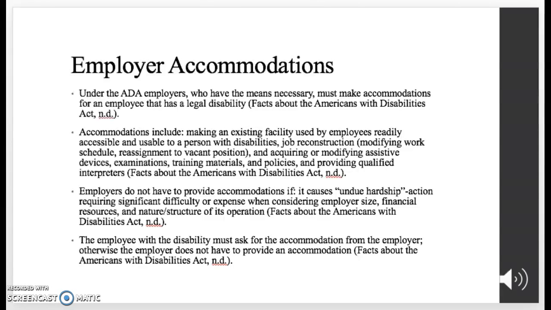Employers do not have to make accommodations if it causes undue hardship, which is defined as an action requiring significant difficulty or expense when considering employer size, financial resources, and nature or structure of its operation. An employer does not have to provide accommodations to a disabled employee unless asked for by the employee with the legal disability.